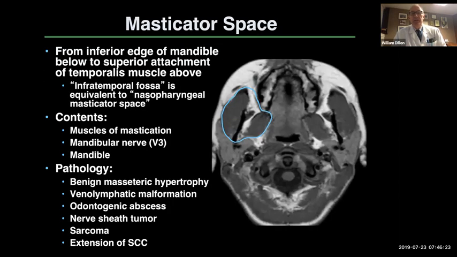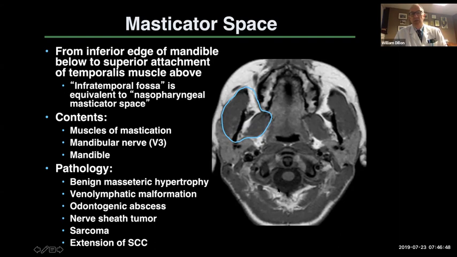Well, let's talk about the masticator space. This is a large space surrounded by fascia. It includes what we sometimes term the infratemporal fossa, and it's equivalent essentially to the nasopharyngeal masticator space. So you can see that it's anterior and somewhat lateral to the parapharyngeal space, surrounding the mandible.